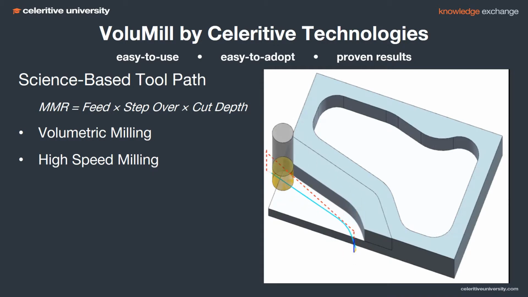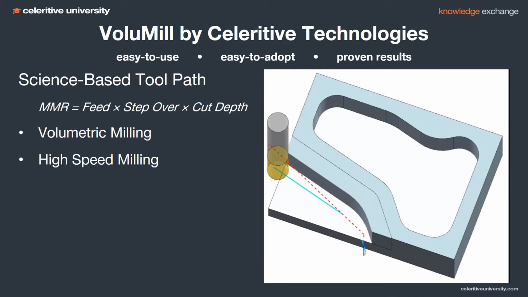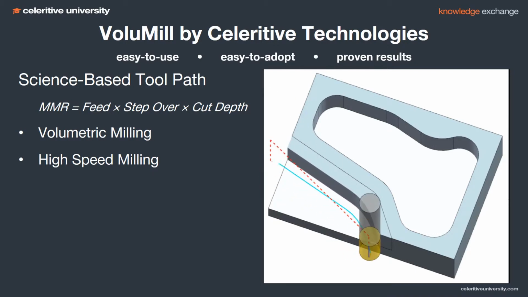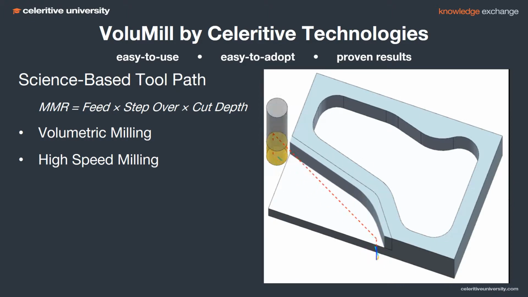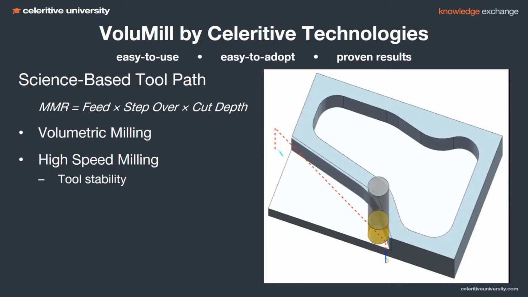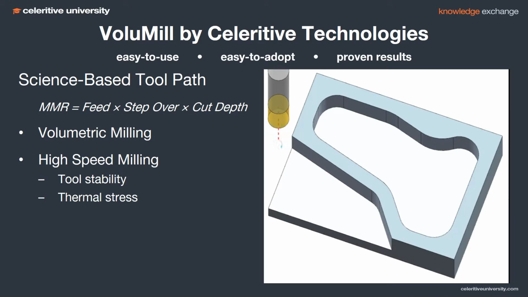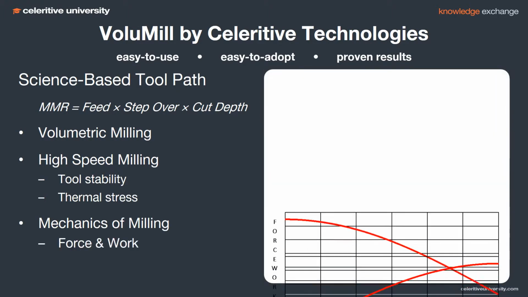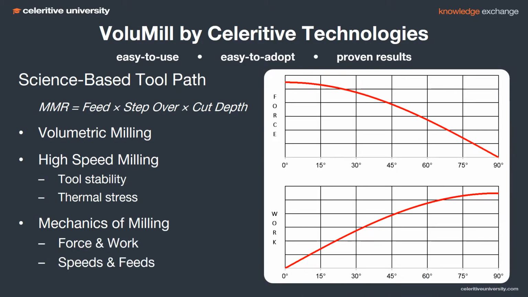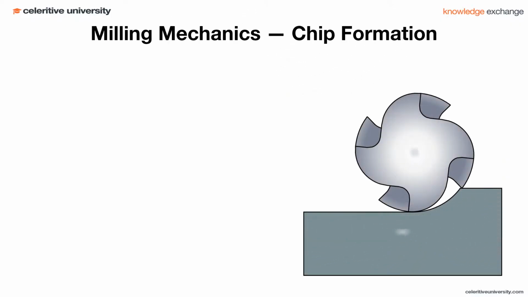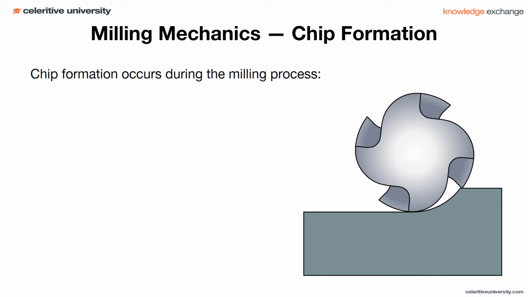Understanding high-speed milling is also important when using Volumill. This is more than just simply running faster, but it's applying basic physics to tool stability and thermal stress. The mechanics of milling, particularly force and work, influence the speeds and feeds just as much as material and tooling. The mechanics of milling starts with chip formation that occurs during the milling process.